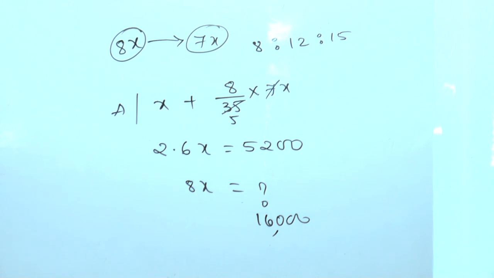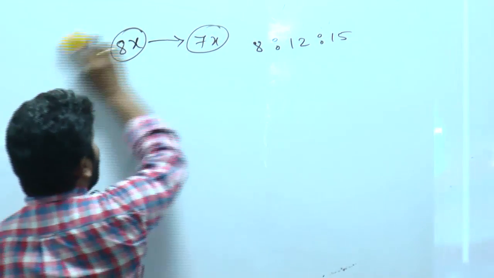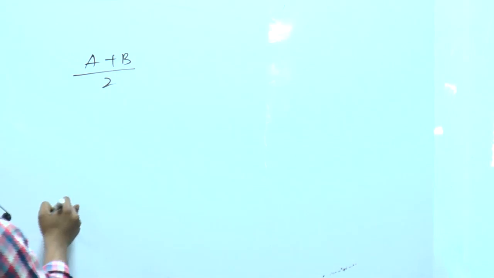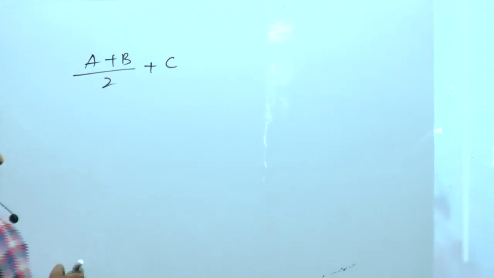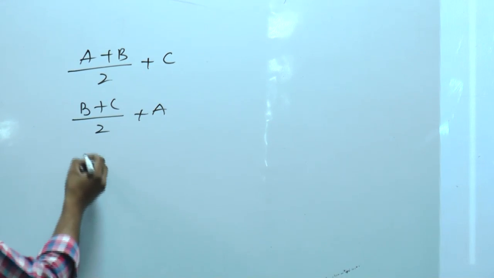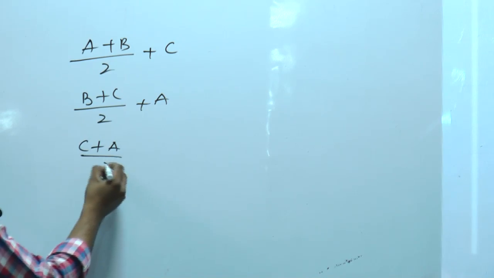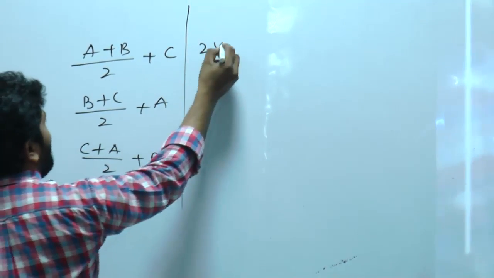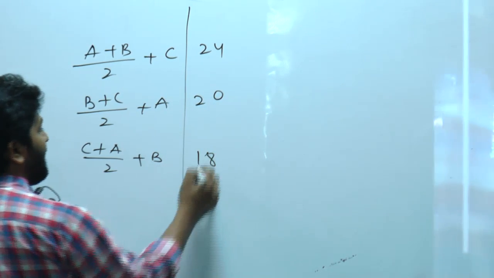Find the sum of 3 numbers. If the average of any 2 numbers is added to the other number, the results are 24, 20, 18 respectively. Alright, let's say we have 3 numbers A, B, C. The average of the first 2 numbers added to the other number, the average of the next 2 numbers added to the other number, the average of C and A added to the other number. Then you will get the numbers 24, 20, 18.